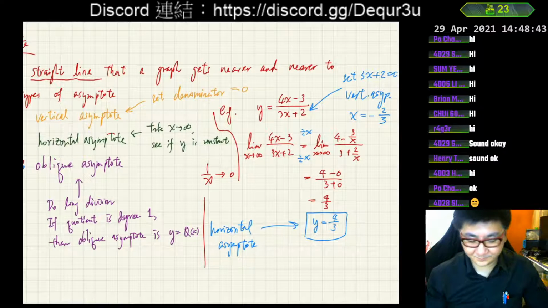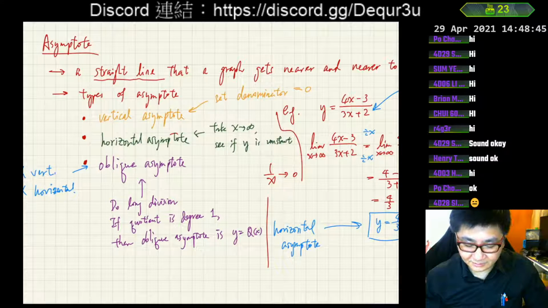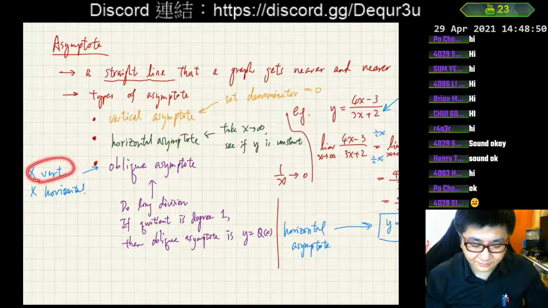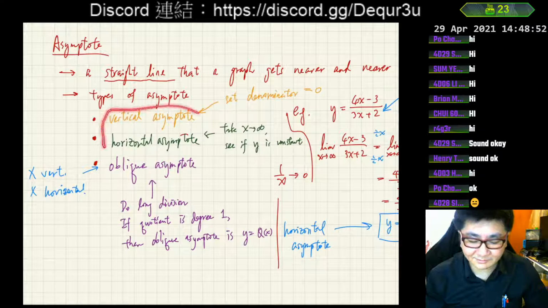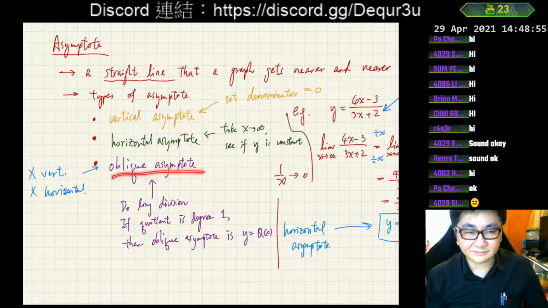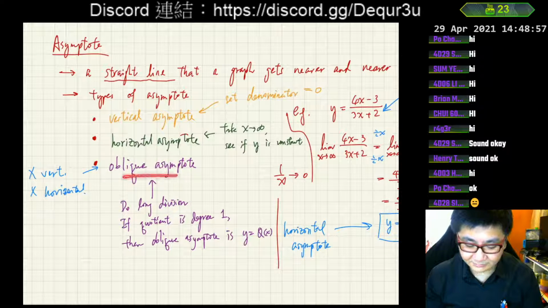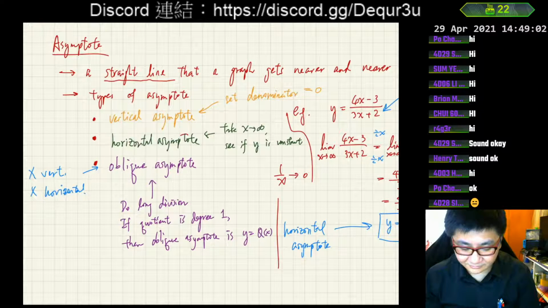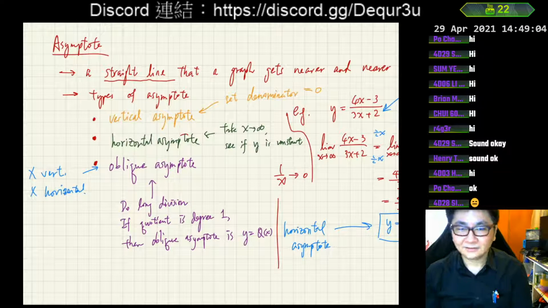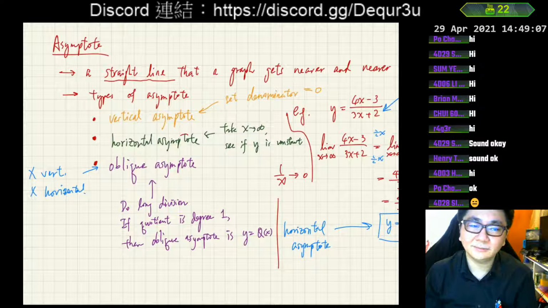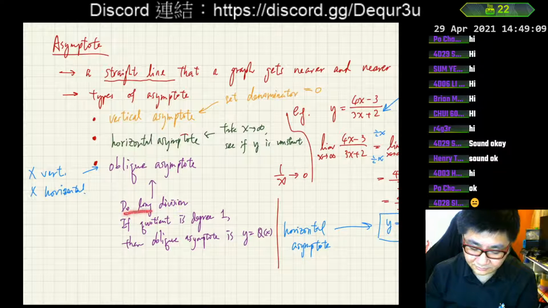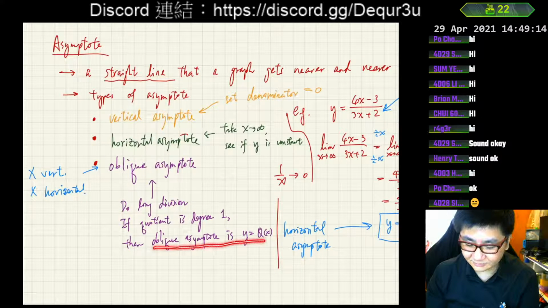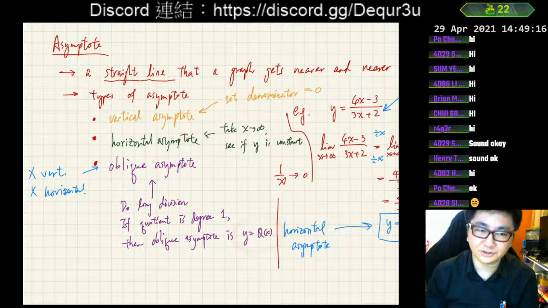Okay, lastly we also talk about oblique asymptote. Oblique simply means it is not vertical nor horizontal. That means it is not the above two cases. So for an oblique asymptote, the graph will go nearer and nearer to an oblique line, which is not horizontal and not vertical. The way to work out an oblique asymptote is that we can do long division. And if the quotient is degree 1, then the oblique asymptote will simply be y equal to the quotient.